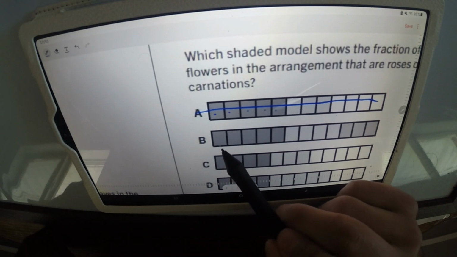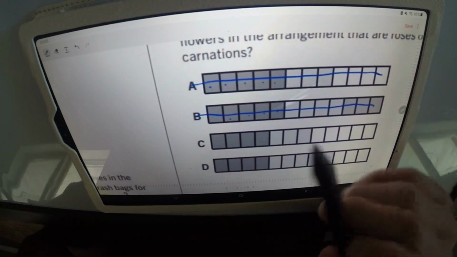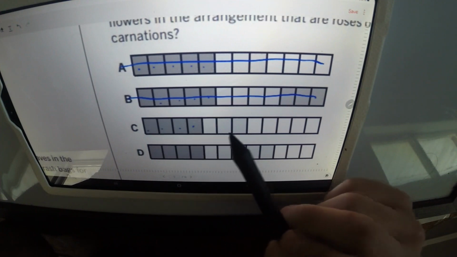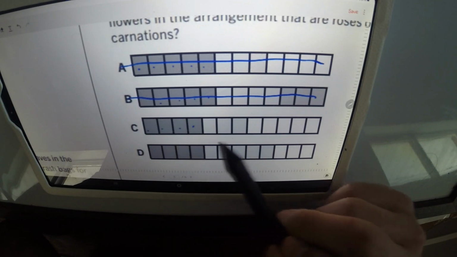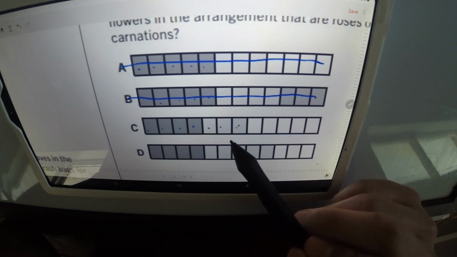Let's look at B. 1, 2, 3, 4, 5. Again, that's not the answer we're looking for. We're looking for 4 and 3. It's just kind of hard to see, but 1, 2, 3, 4, and then this is lightly shaded. This is a different shade than this. This isn't shaded at all. So 1, 2, 3.